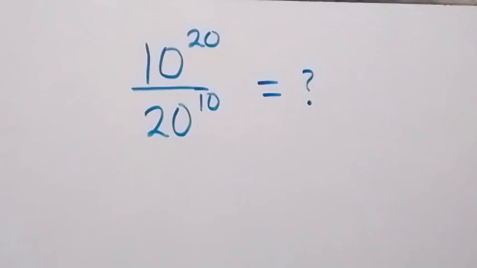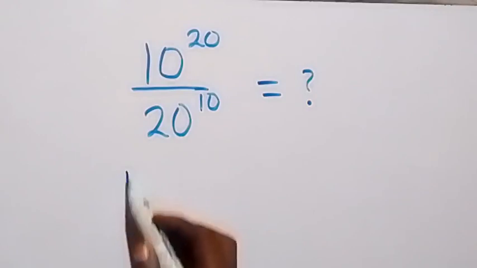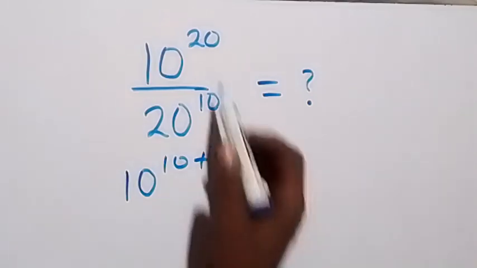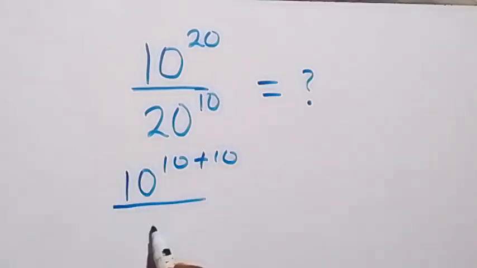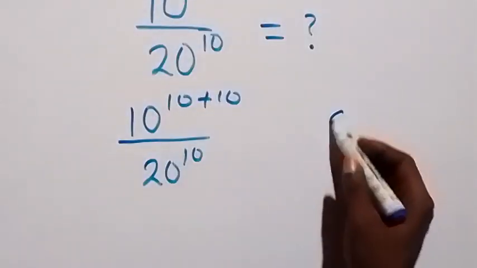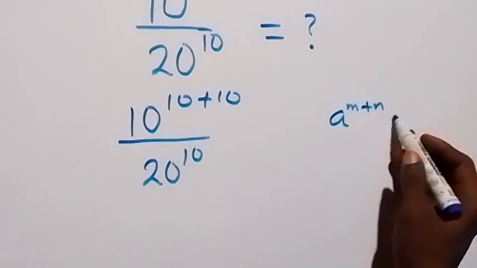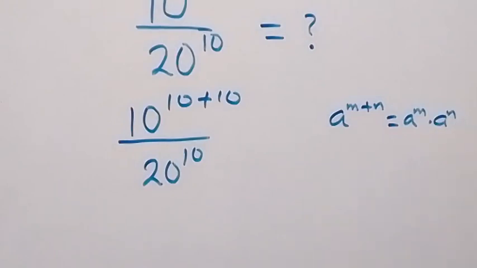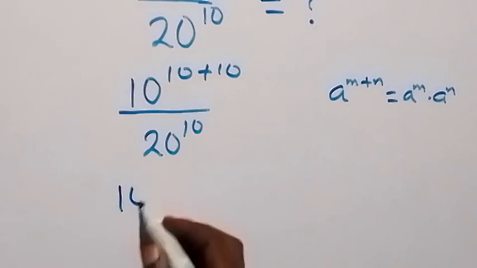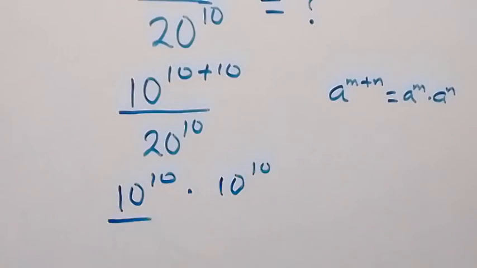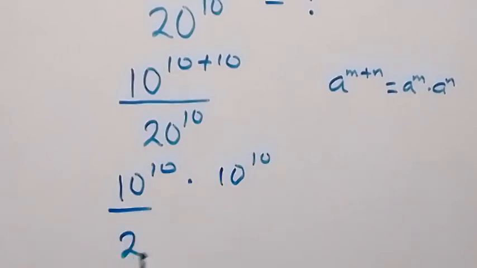From here, let's use the first method, and we can separate this as 10 raised to power 10 plus 10. Here, this gives us 20, and over here we have 20 raised to power 10, which we can write from the law of indices: a raised to power m plus n is the same thing as a raised to power m times a raised to power n. And here, this becomes 10 raised to power 10 times 10 raised to power 10. Now divide by 20 raised to power 10.